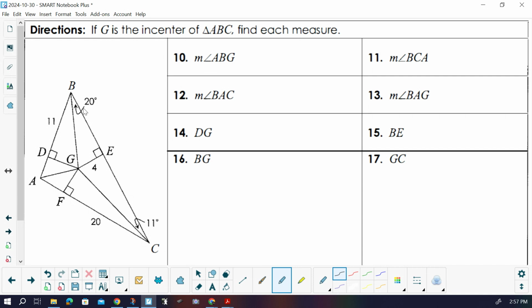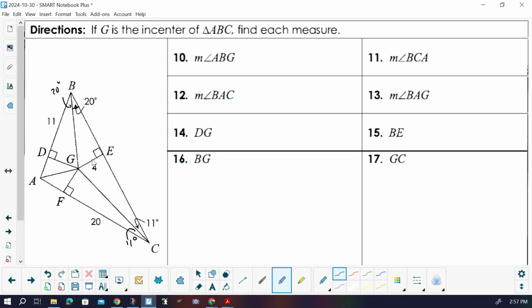I'm going to start just by filling in things. Since this is an in-center, these are angle bisectors, which means if this is 20 right here, this side is also 20 degrees. Same thing down here. If this is 11, I know that this angle right here is also 11 degrees. So I've got 20 and 20, 11 and 11.